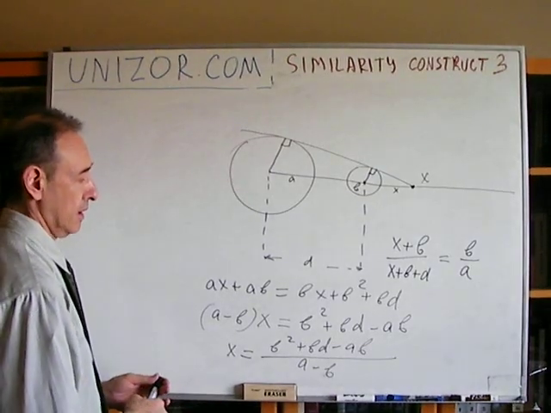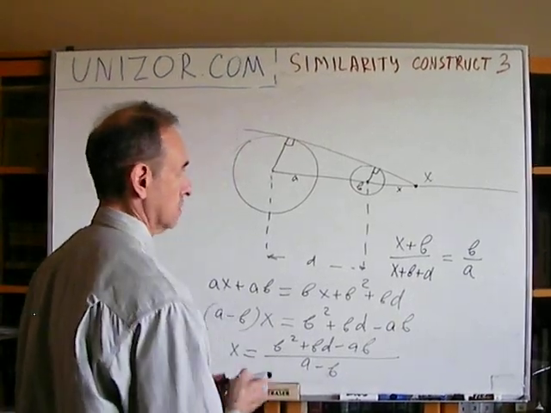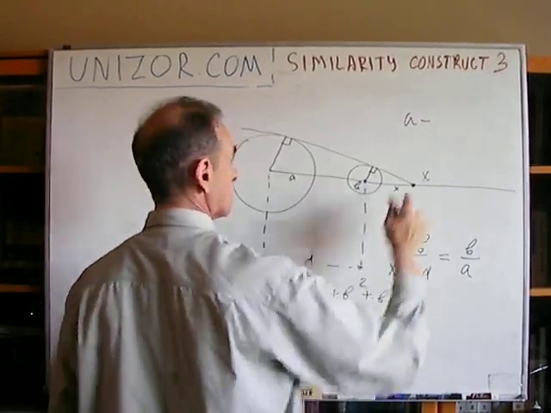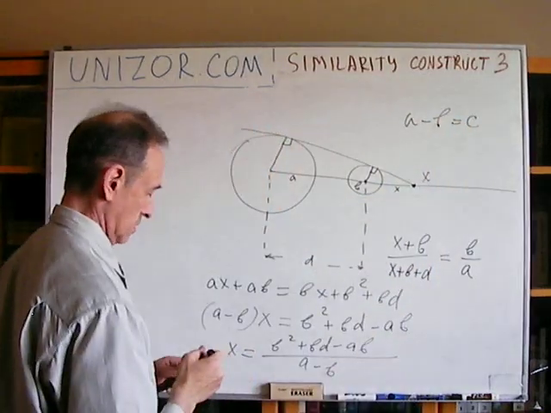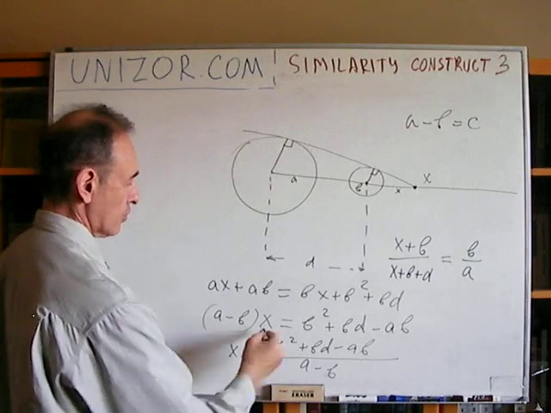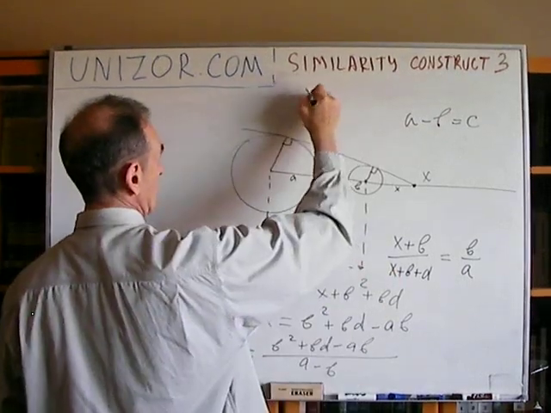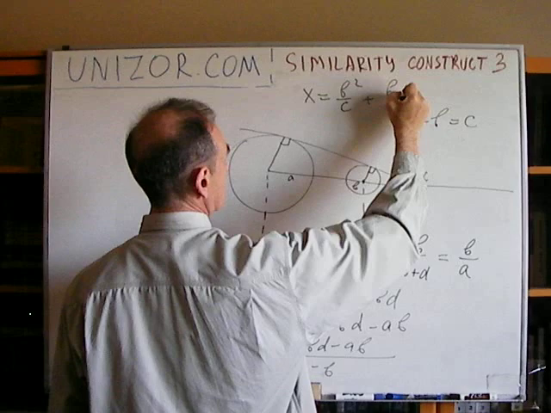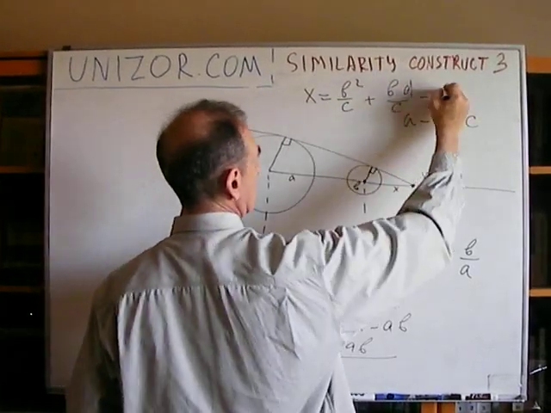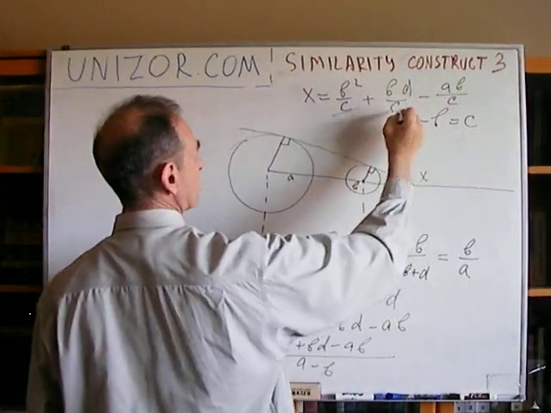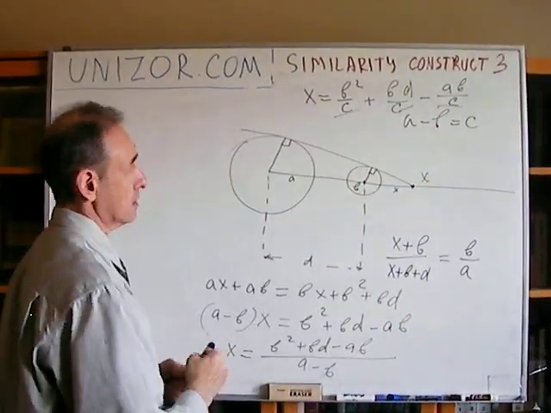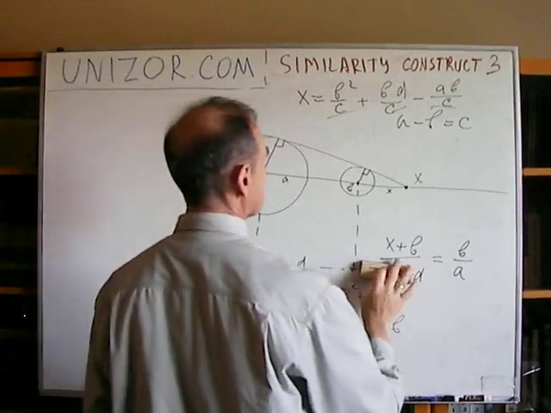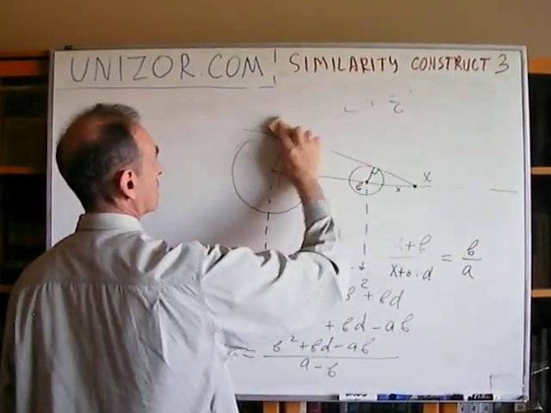Now, how to construct this? Well, actually simply. First, you do a minus b. Let's say a minus b is your c segment, right? Then you represent this as b squared over c plus bd over c minus ab over c. Each one of these you know how to construct. And then you sum these two and subtract that segment, and that's your solution. So that's the algebraic approach to geometric problems.